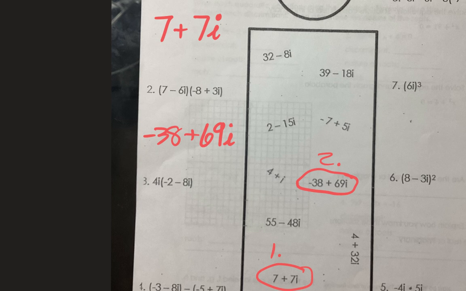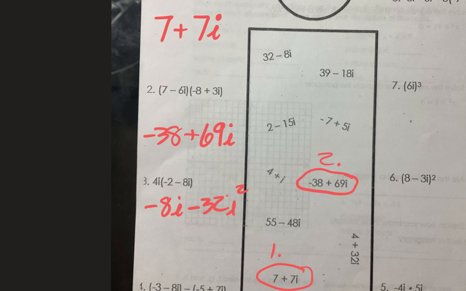So now we look down at number 3. We should have enough room to do this. We have 4i times a negative 2 minus 8i. So I'm going to distribute negative 4i times a negative 2. That's going to give me a negative 8i. Now, negative 4i times a negative 8i gives me a negative 32, and the 2 i's, I have an i squared.